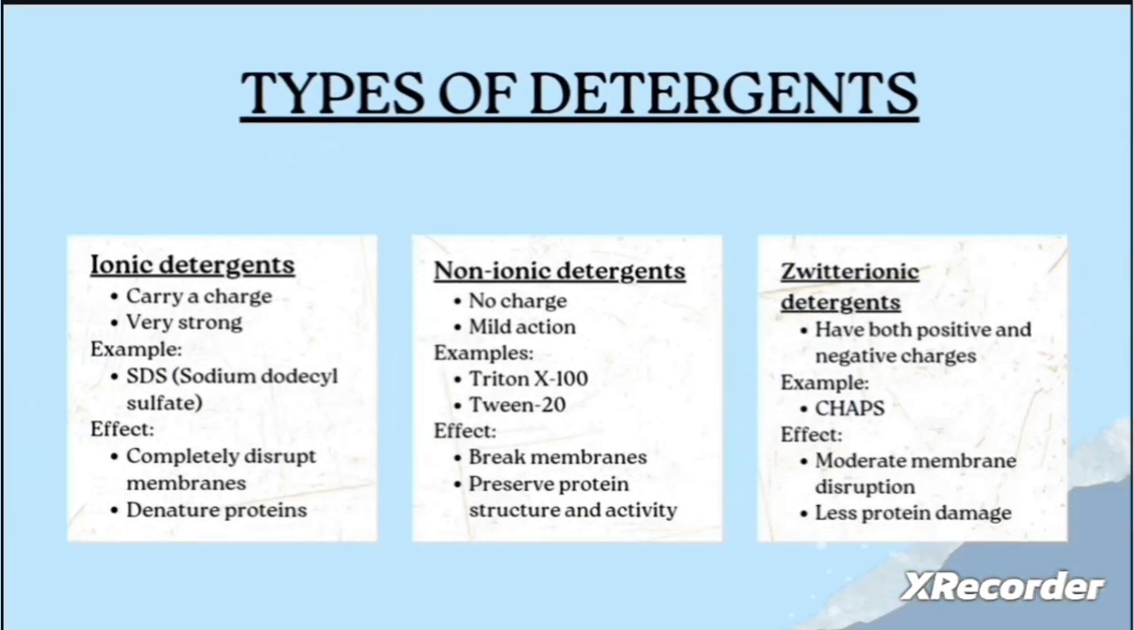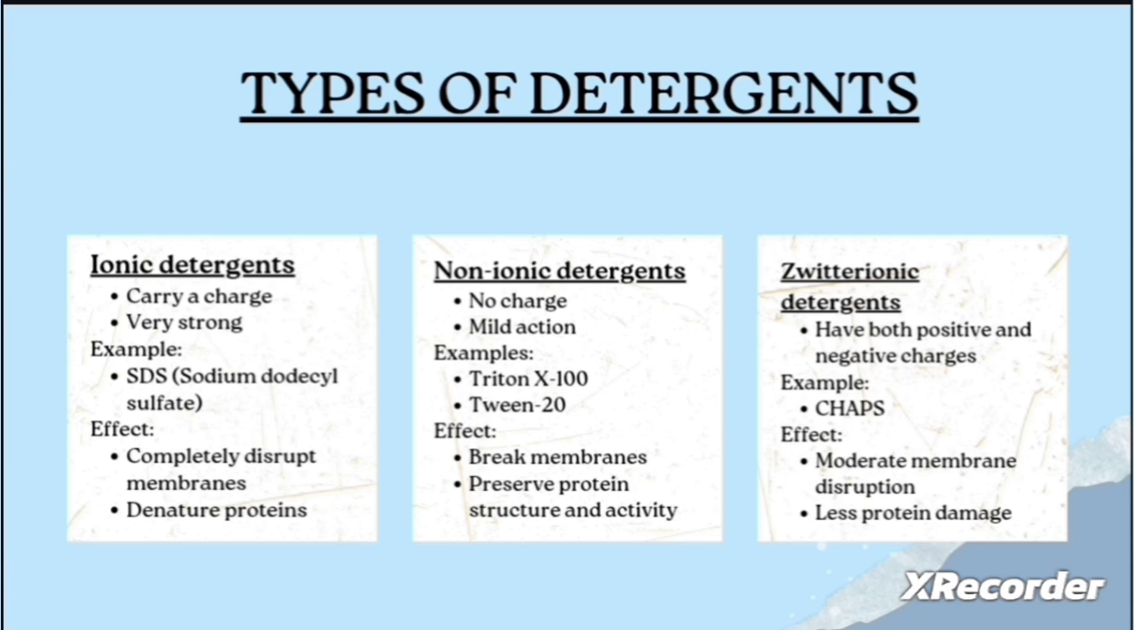Now these detergents are classified into three types based on the charges that they have. First is ionic detergents. These detergents carry either a positive charge or a negative charge, and they are considered very strong detergents. A very common example of ionic detergents is SDS, which is sodium dodecyl sulfate. Because of their very strong nature, ionic detergents completely disrupt the cell membrane, and they also denature the proteins, meaning that they destroy the natural structure of the proteins. Because of this, ionic detergents are mainly used when protein structure preservation is not required.